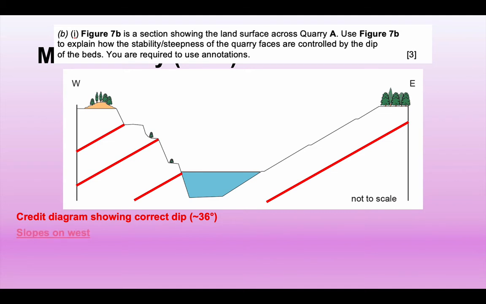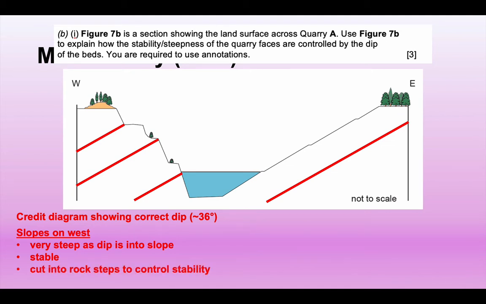Our annotations then, on the west, we've got a very steep slope in the quarry here as the dip is going into the slope. That side therefore is stable. There are some rock steps cut there just to catch loose rocks and to increase the stability, but that side can be much steeper.